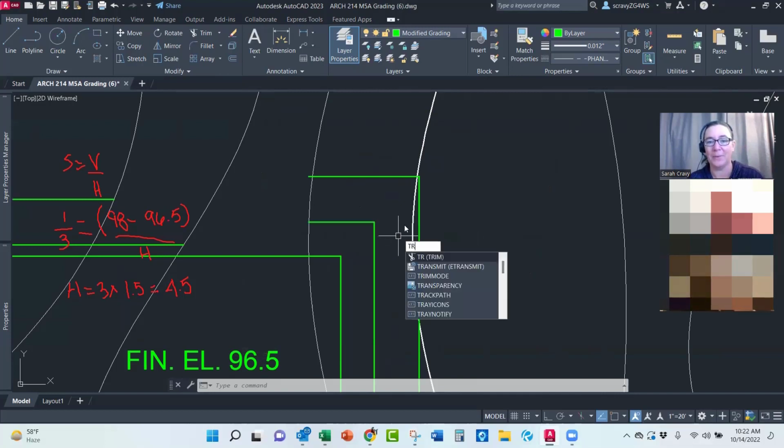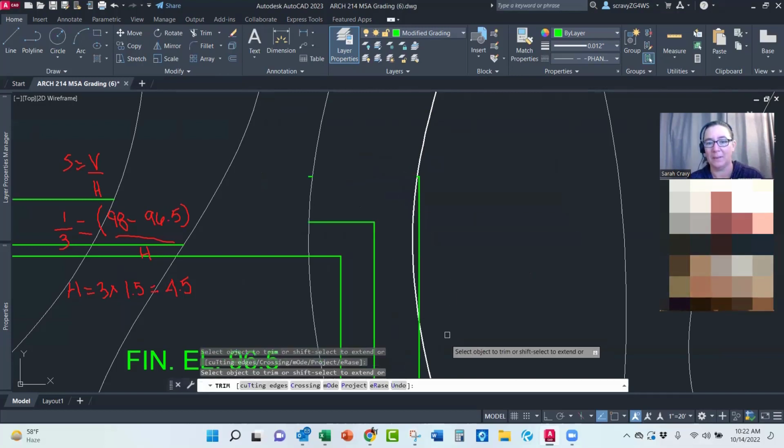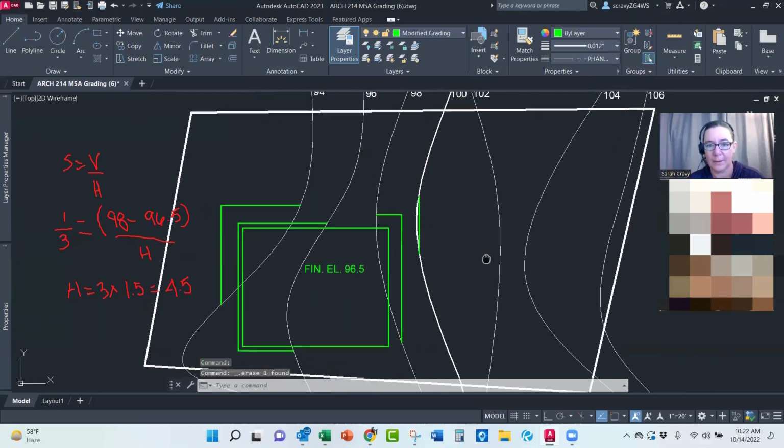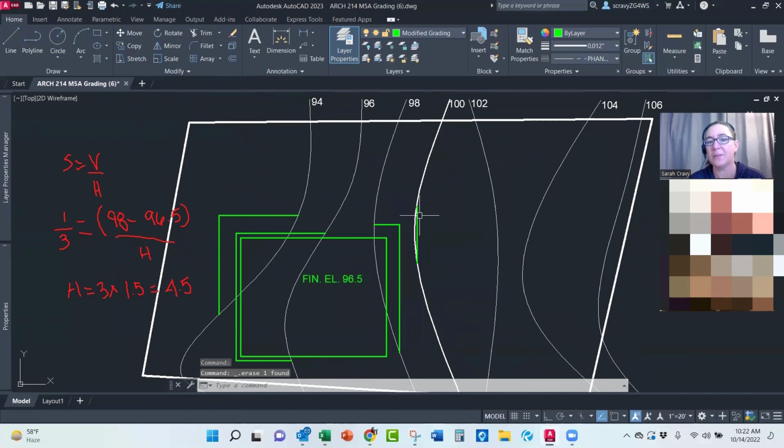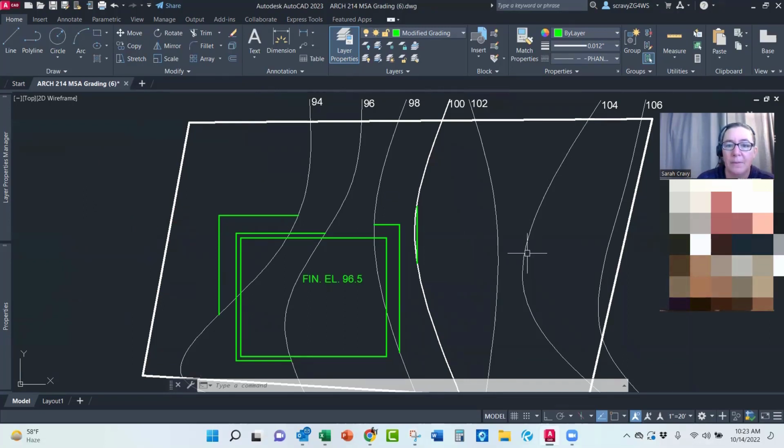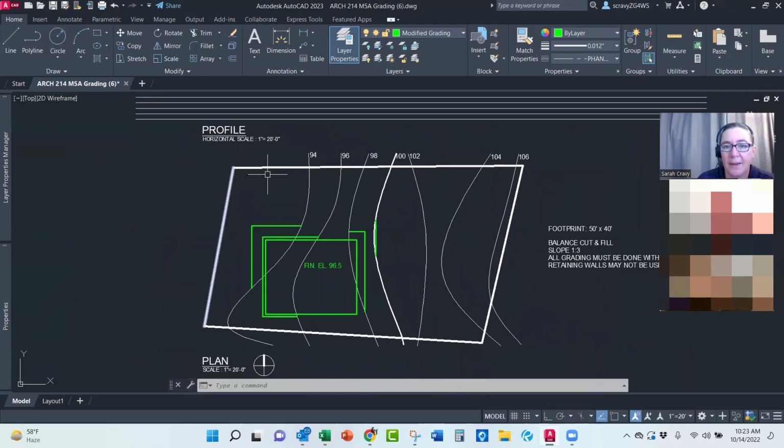Not very much, just a little bit. So I'm going to use the trim command. I'm going to get rid of this piece and that piece, this little extra. Was there any extra? No, that was it. We just need to take a little snip off of that, a little bit of modification. All right. Let me zoom out. Let's take a look at the site as a whole.